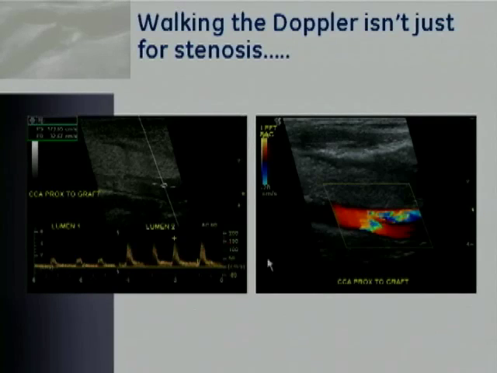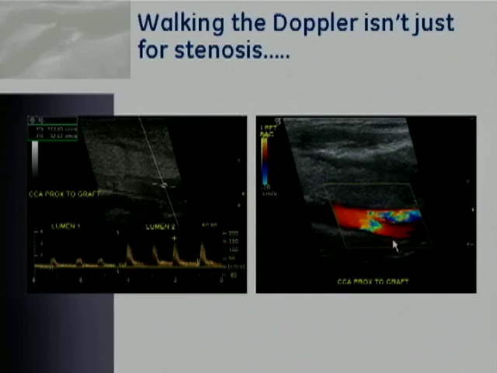So here I've made the sample volume very small, and I moved it from one lumen into the other, and I've actually changed my sweep speed so that I'm displaying 8 seconds worth of information rather than the typical 3 or 4 seconds worth of information. This gives me time to move the sample volume from one lumen to the other and document that indeed there is quite a difference in the waveform profiles between the lumens. That confirms that I have a dissection.